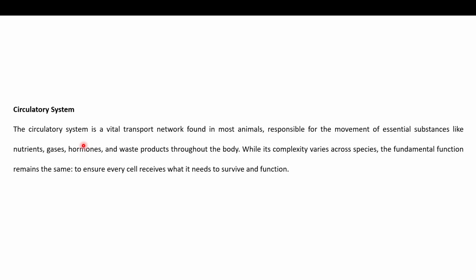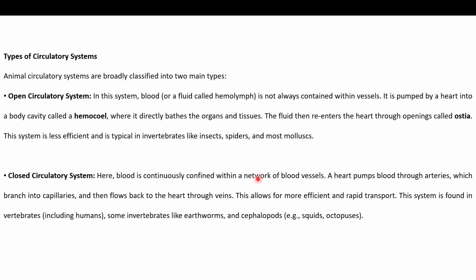So in general, if we focus mainly on animals, the circulatory system is responsible for the movement of essential substances like nutrients, gases, hormones, waste products, even neurotransmitters for signal transduction, throughout the body. While the complexity of the circulatory system can vary across species, the fundamental function remains the same, which is to ensure that every cell receives what it needs to survive and function.